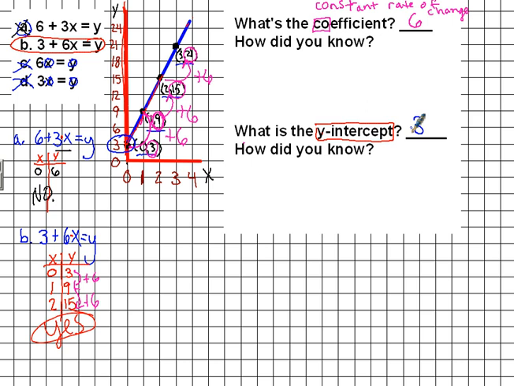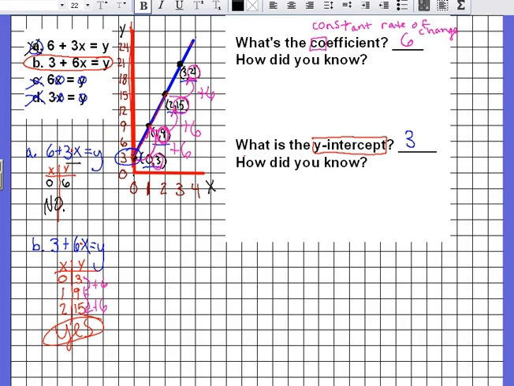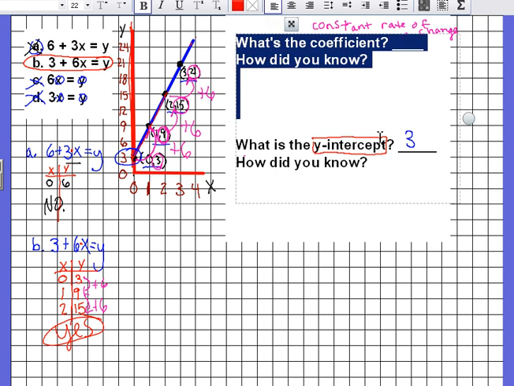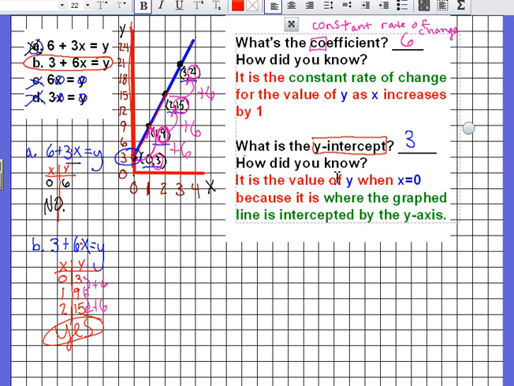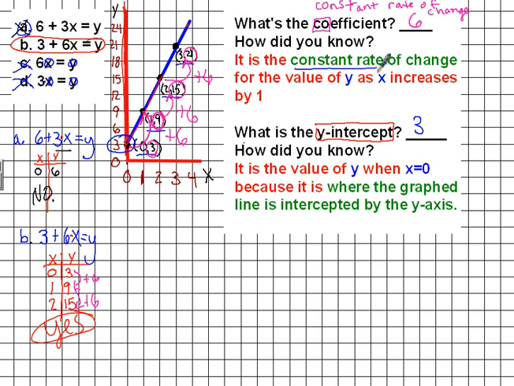When we explain how you know, what you could say is, how did you know? Well, I know that the coefficient is the constant rate of change for the value of y as x increases by 1. So again, as we went up 1 on the x-axis, we looked at how much y went up. As we went up another 1 on the x-axis, we saw how much y went up.